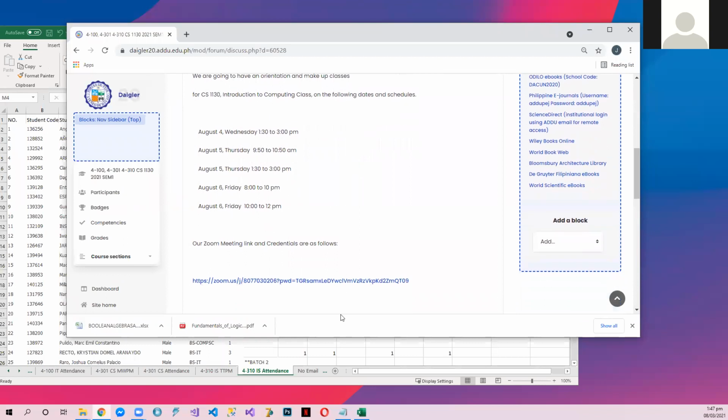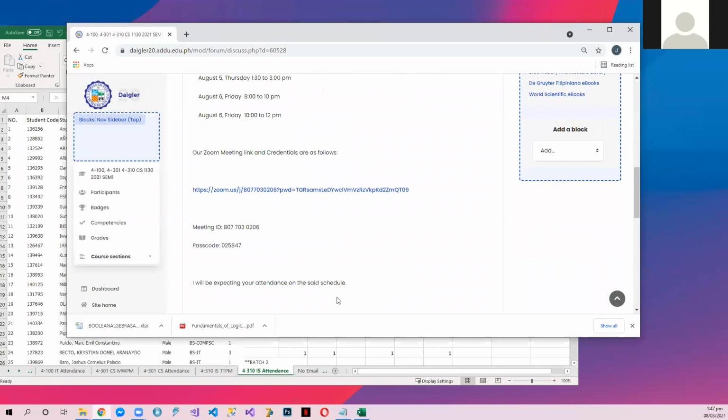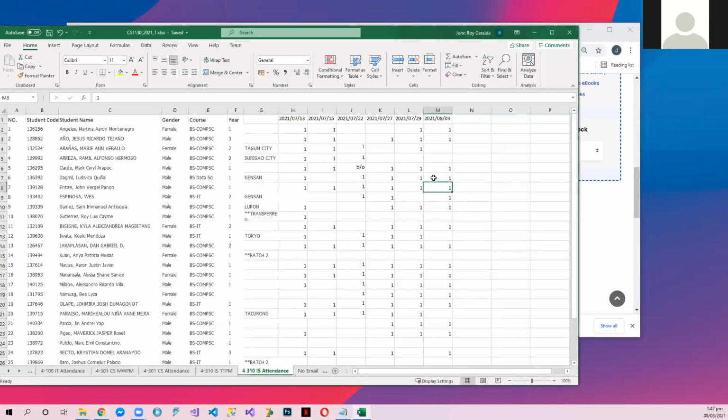Those who are not able to attend can just email me so that I can adjust my attendance. Anyway, this is just for me to find out if you're still in the class or not. Okay, any questions so far?